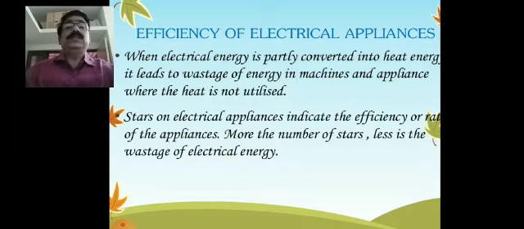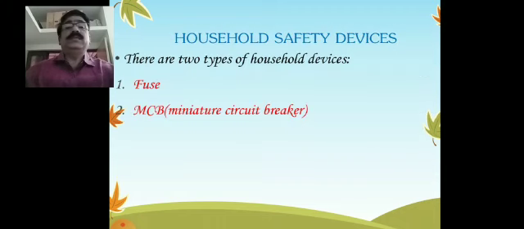And let us see the efficiency of the electric appliances. When electric energy is partly converted into heat, it leads to a wastage of energy in machines and appliances where heat is not utilized. So therefore, we require appliances where there will be less wastage of electric energy.